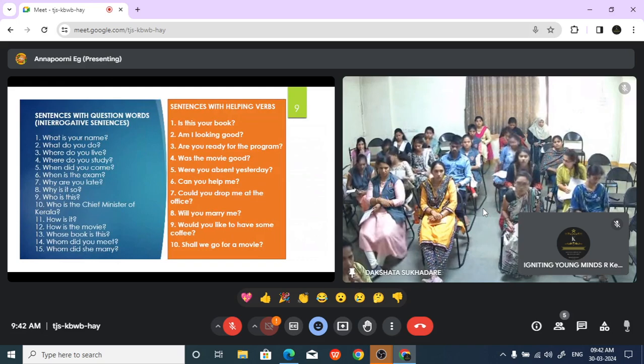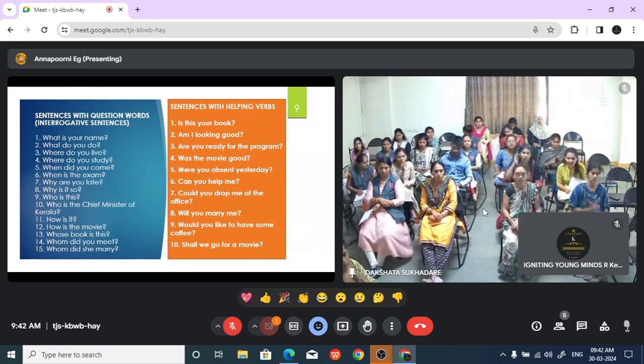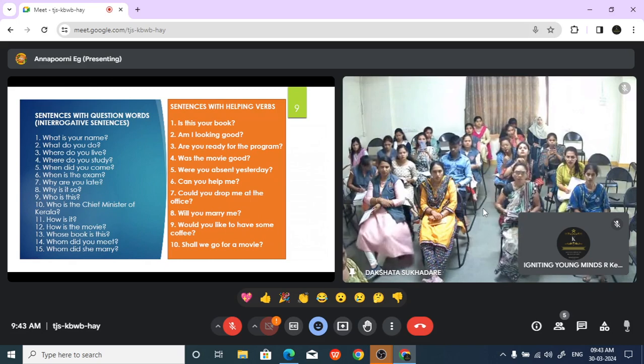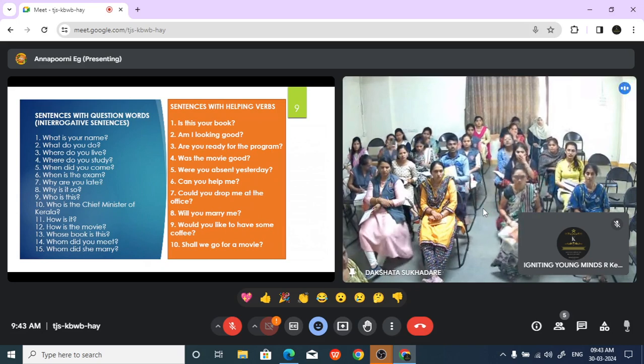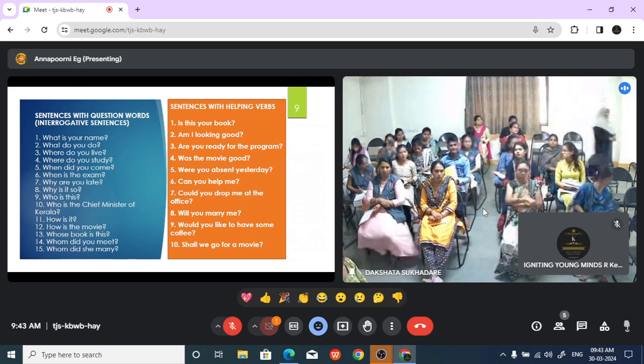Okay, so these are some example sentences with question words and sentences with helping verbs. Can anyone come forward and read the sentences on the left side? Question sentences with question words. Anyone can come forward. Anyone from the last bench? Anyone from the last row? Can you come?